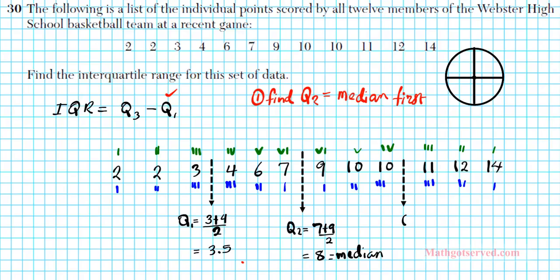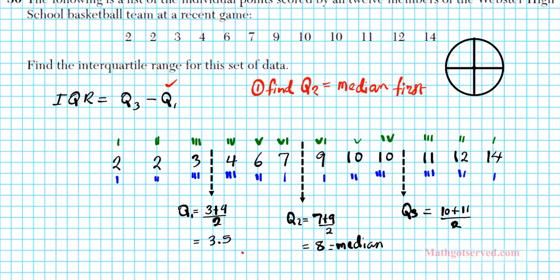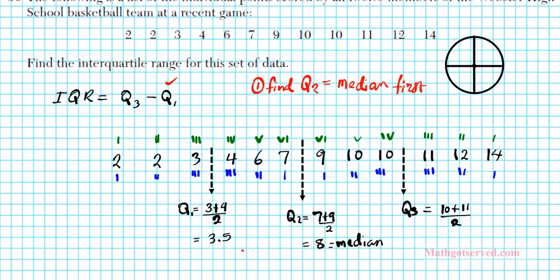We compute the value of Q3 just as we did Q1. We just average these two numbers. What is it going to be? 10 plus 11 divided by 2. 10 plus 11 is 21. 21 divided by 2 is 10.5. So Q3 is equal to 10.5.